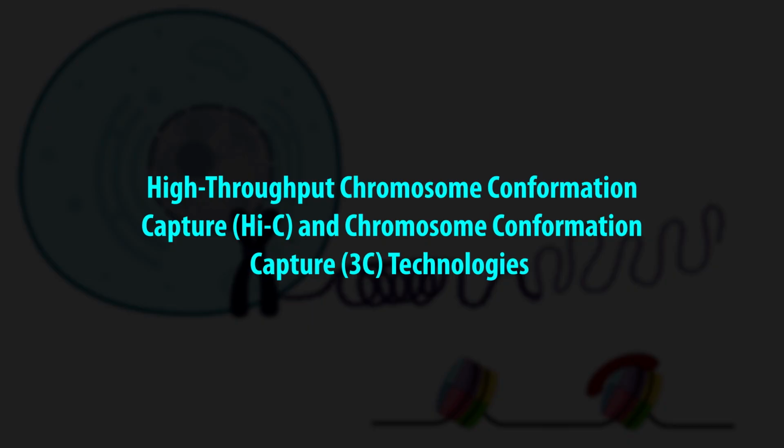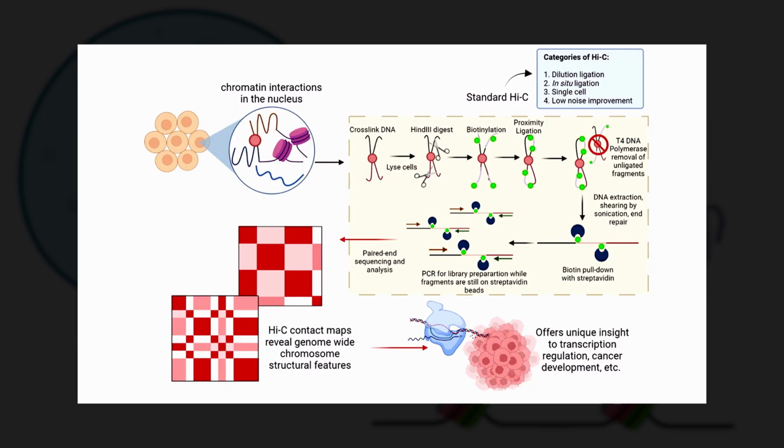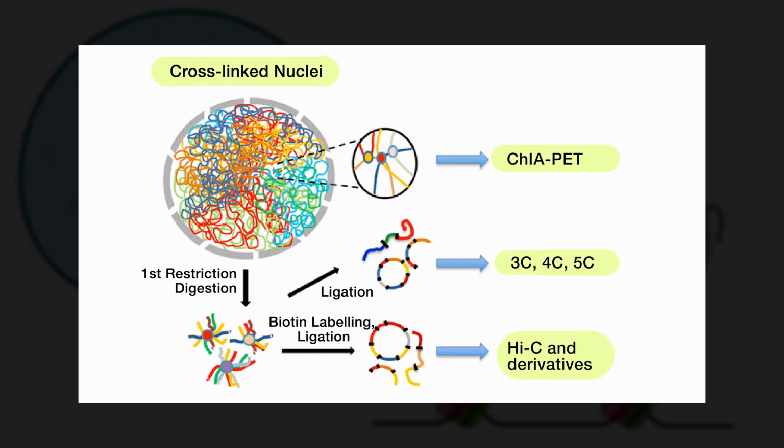High-throughput chromosome conformation capture, which is Hi-C, and chromosome conformation capture, or 3C technologies. They capture three-dimensional chromatin interactions, revealing topologically associating domains, or the TADs, and chromosome folding patterns. These methods uncover how long-range chromatin looping organizes the genome and influences gene regulation.